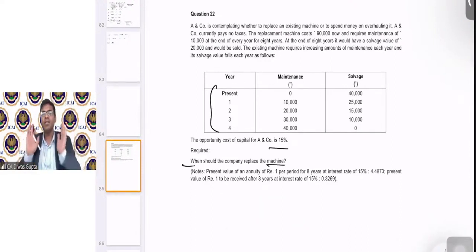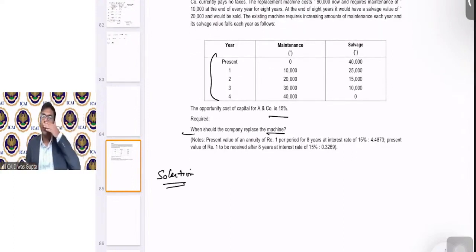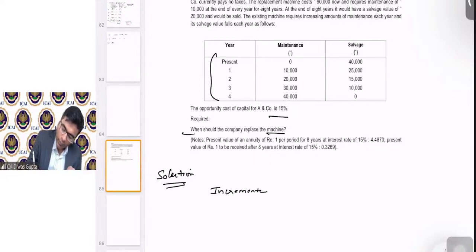Simple. They are just trying to make a decision at a point of time where they have two options: one is to replace, or to use the existing machine. Even using the existing machine, they have four different possibilities. Okay, students. So first of all, we will calculate the incremental annual cost on account of the new machine.